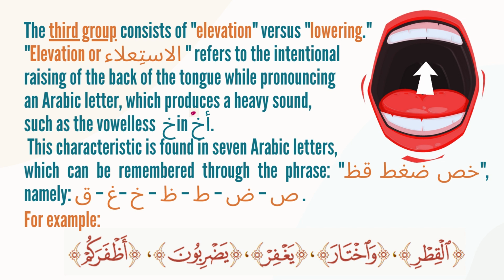This characteristic is found in 7 Arabic letters, which can be remembered through the phrase خص ضغط قض, namely صاد ضاد طا ظا خا غين and قاف. For example, the vowel is طا in القطر, vowel is خا in واختار, vowel is غين in يغفر, vowel is ضاد in يضربون, and vowel is ظا in أظفركم.